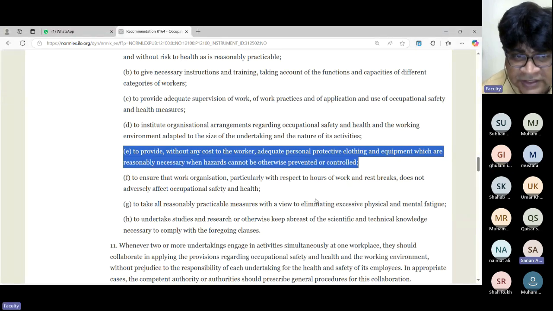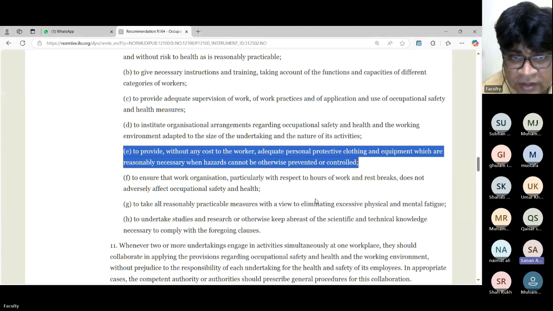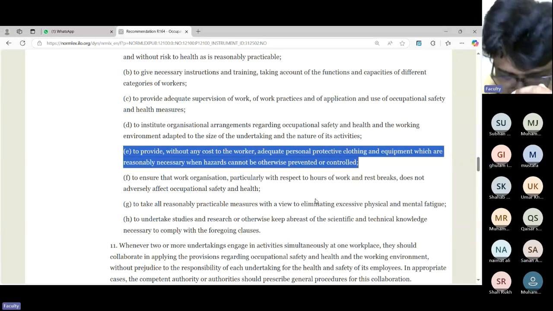Yes. But what is the sentence? To provide without any cost to the worker. What does adequate mean? Like at any cost, disaster can happen anytime, but you have to make your safety first. You have to wear all the safety clothing like shoes and safety vest, etc. To some extent, it is correct, not 100%.